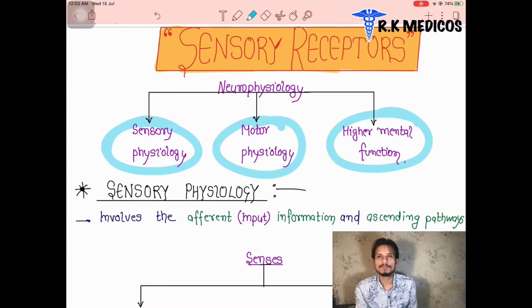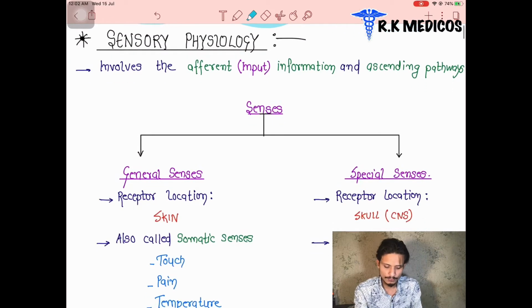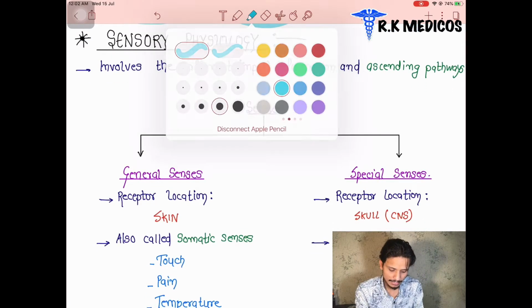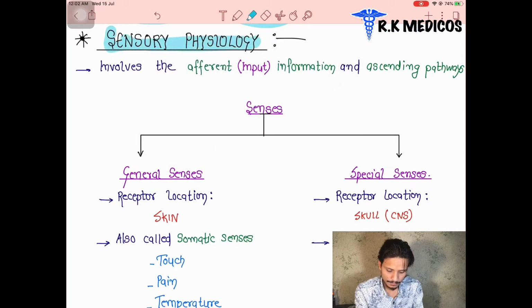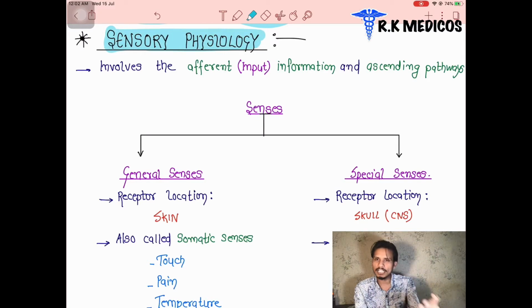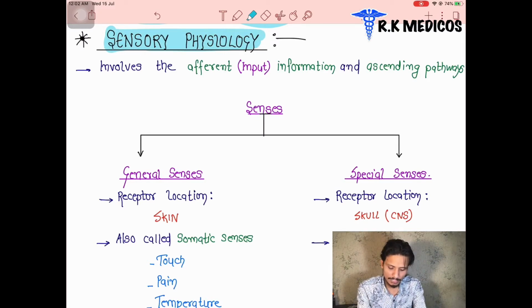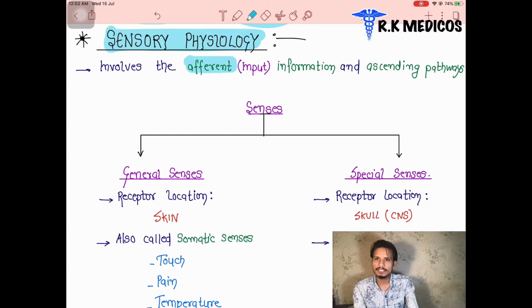And in motor physiology you are going to discuss how the brain responds to these sensory impulses, how the work is performed by the brain, and how information is transmitted from the brain to the area where the receptors are located. That one is motor physiology. We are going to start with sensory physiology first. In sensory physiology, the fibers involved are, as you know now, the afferent fibers. Afferent fibers are also called sensory fibers.